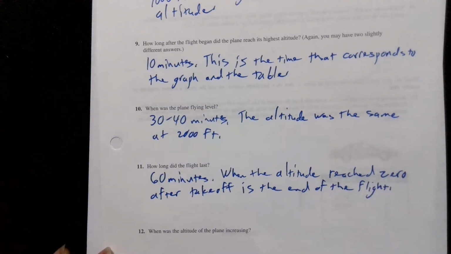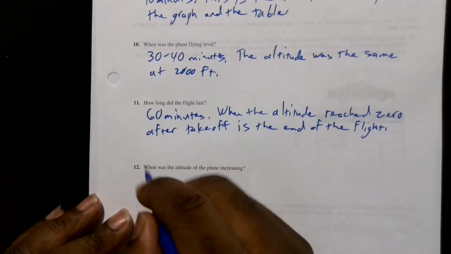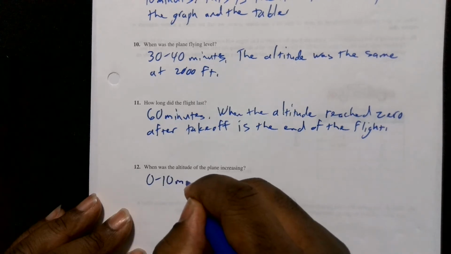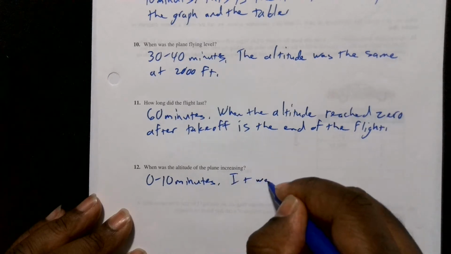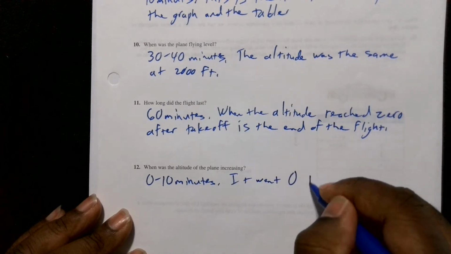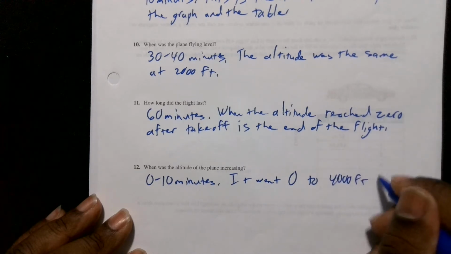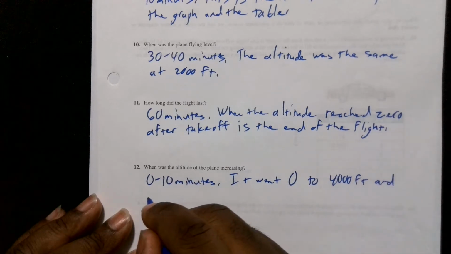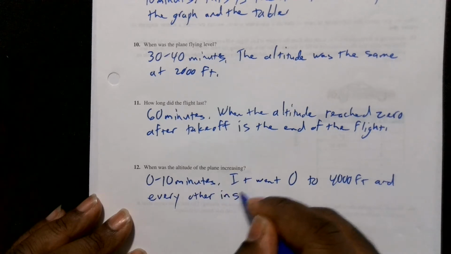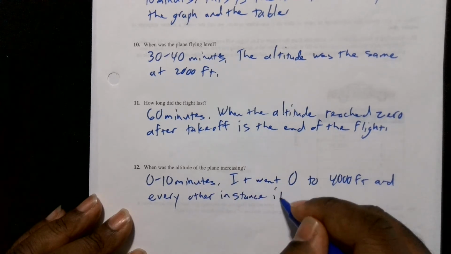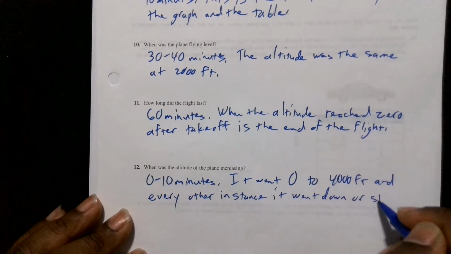Okay, now move on to number 12. When was the altitude of the plane increasing? It increased from 0 to 10 minutes. It went from 0 to 4,000 feet, and every other instance it went down or stayed the same.